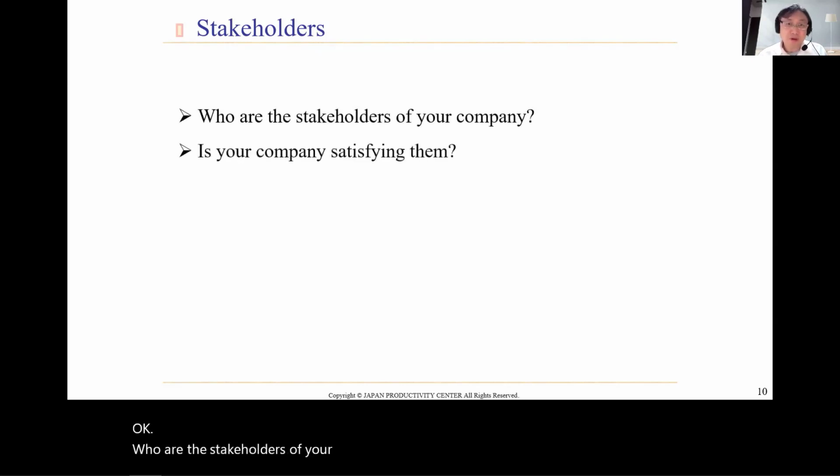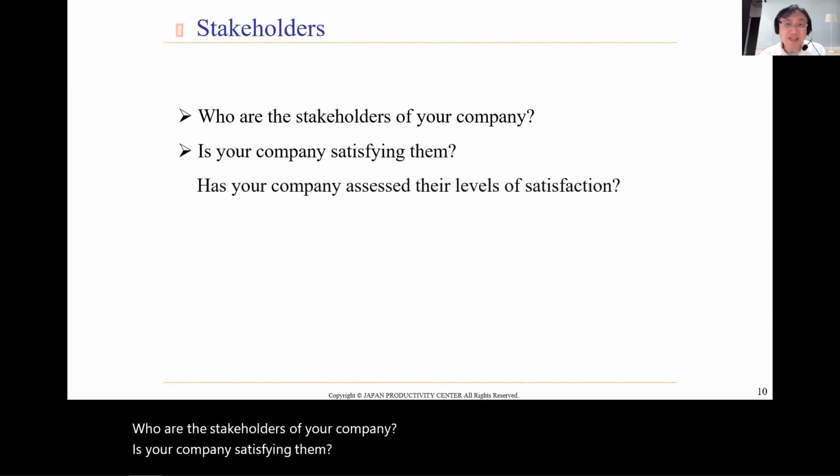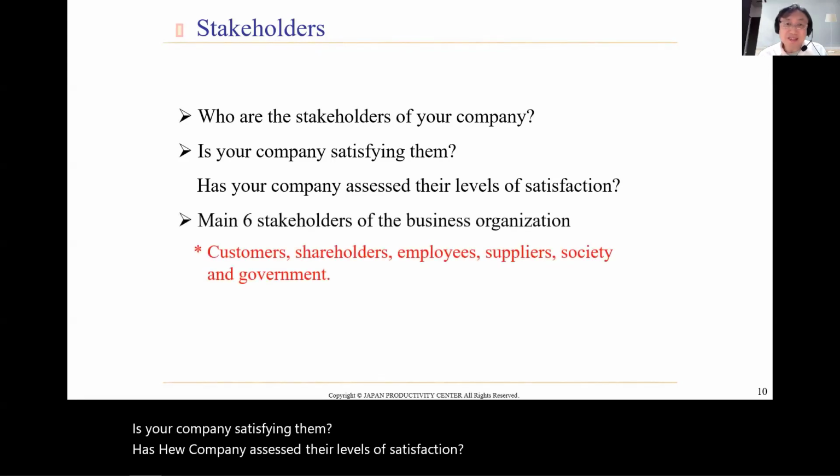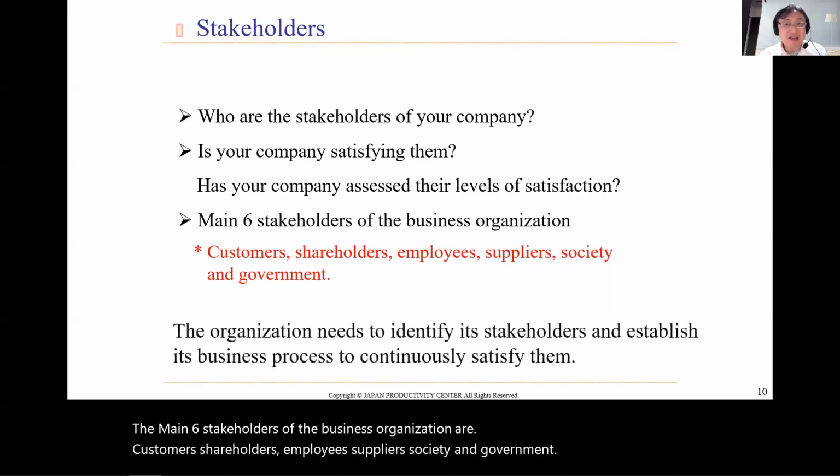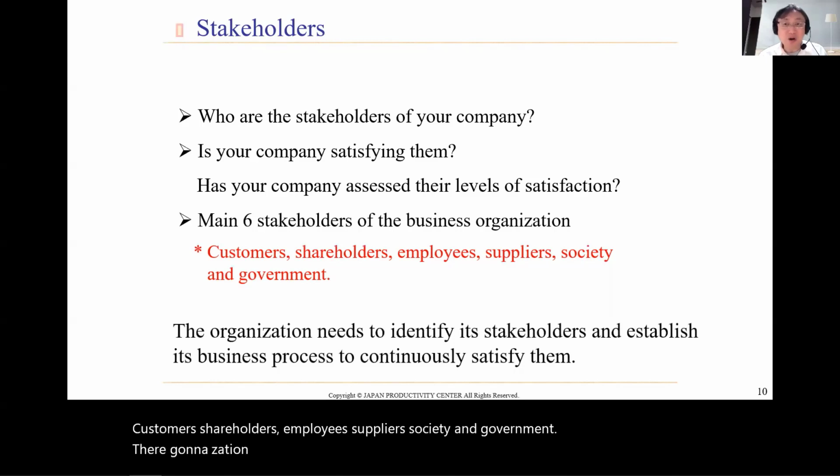Okay, stakeholders. Who are the stakeholders of your company? Is your company satisfying them? Has your company assessed their levels of satisfaction? The main 6 stakeholders of the business organization are customers, shareholders, employees, suppliers, society, and government. The organization needs to identify its stakeholders and establish its business process to continuously satisfy them.